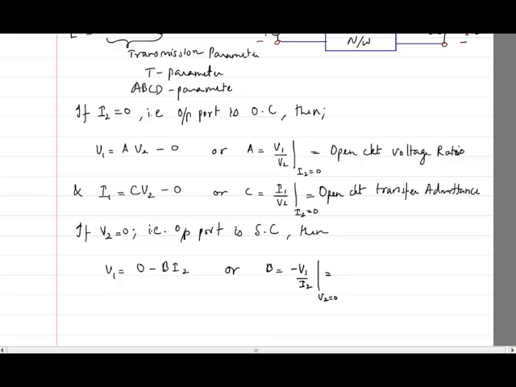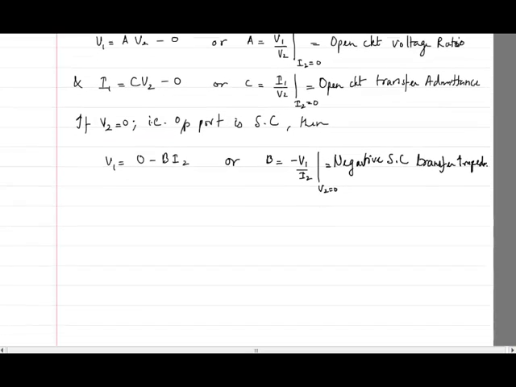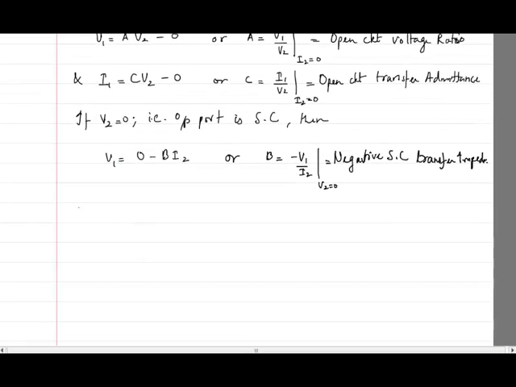Voltage by current is what? Impedance. So this is short circuit impedance, but since it is between port 1 and 2, I will call it transfer impedance. And because it is negative, I will call it negative short circuit transfer impedance. That is B. And what about the second equation?